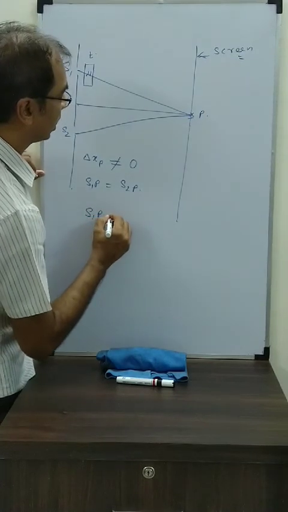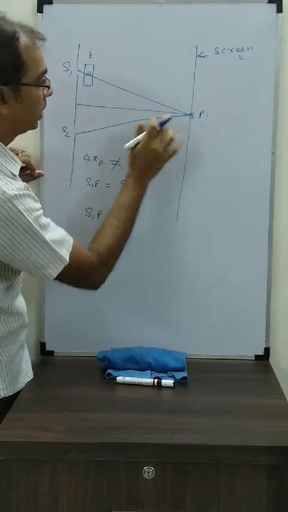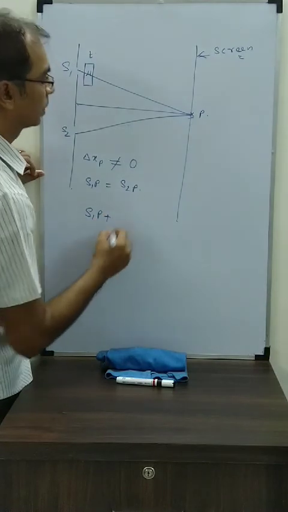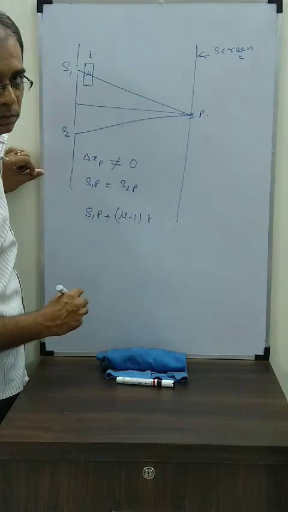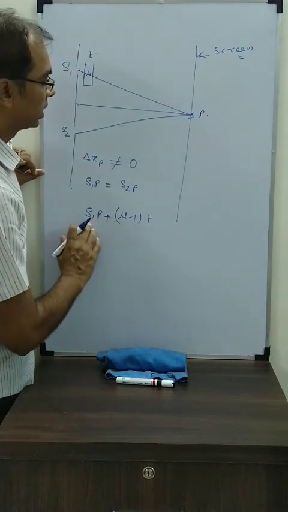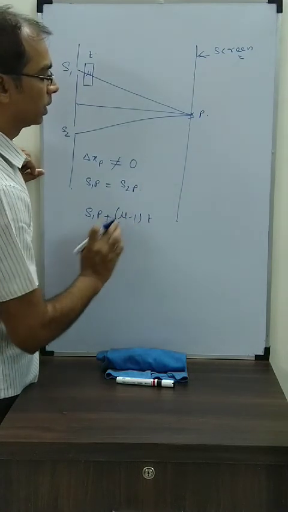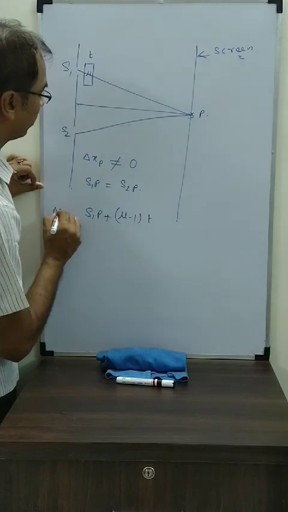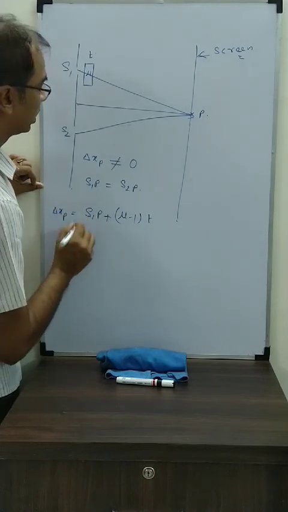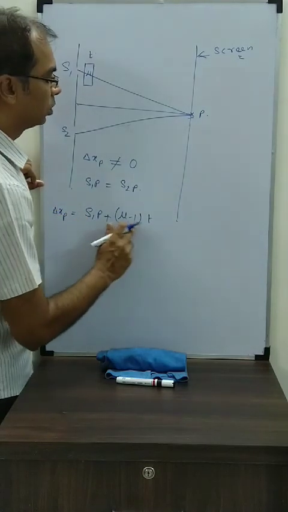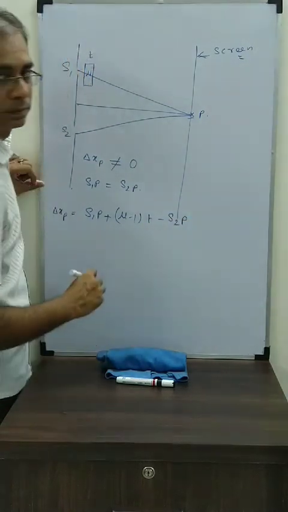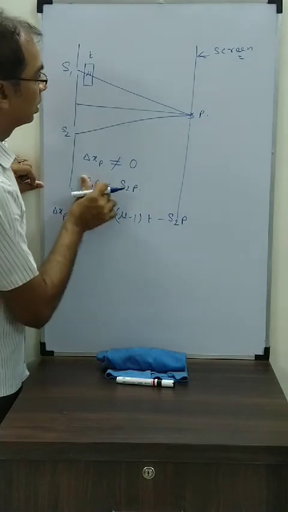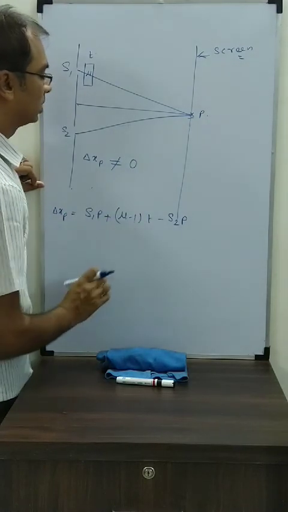So how do we write S1P actually? S1P is written as S1P plus (mu minus 1) times t. If I have to write delta x at point P, it is S1P plus (mu minus 1) t minus S2P. Did you understand that? This is the path difference.